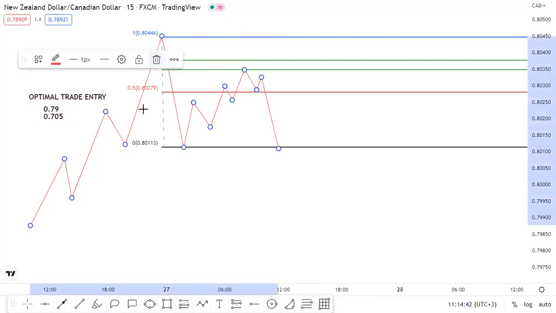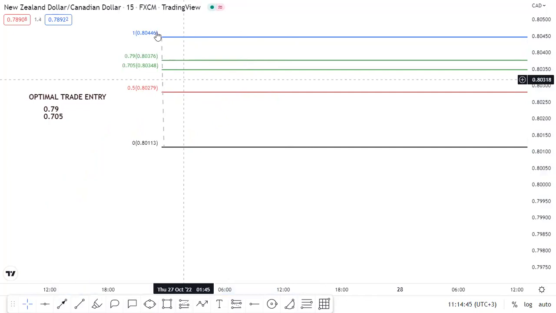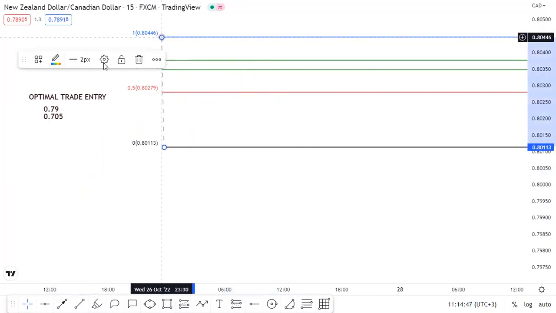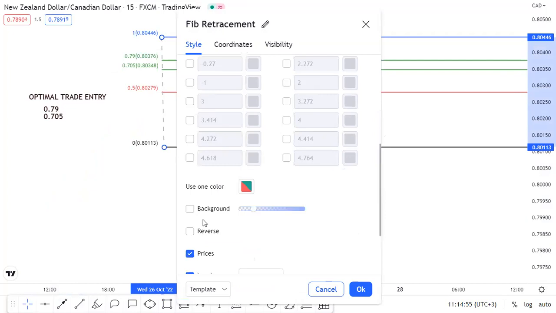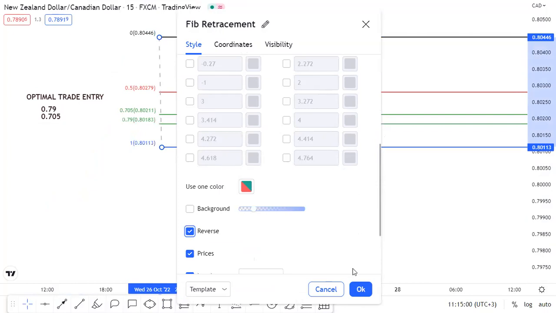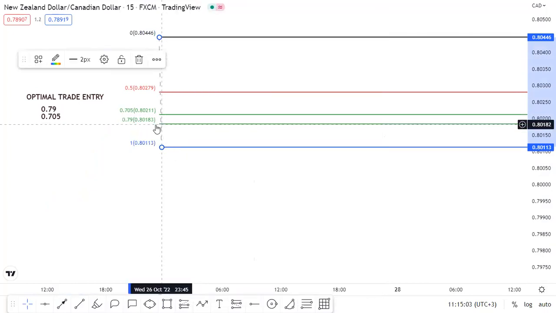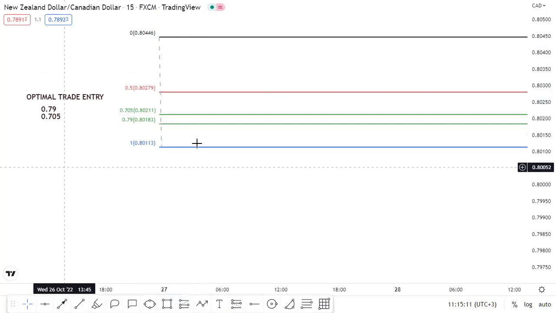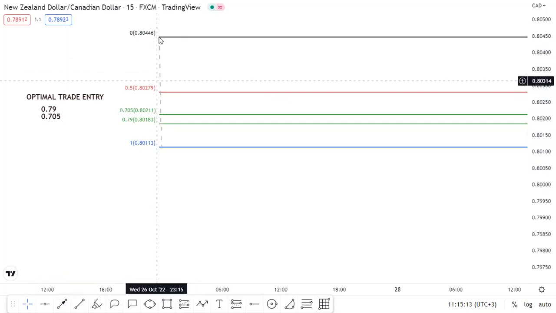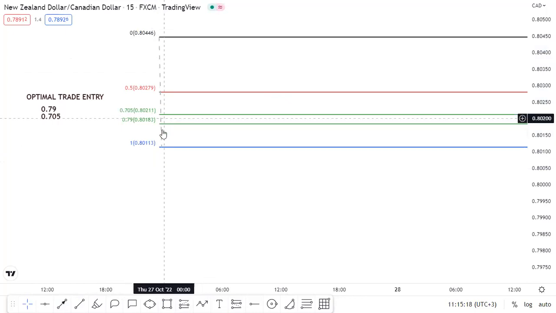That's how you can use these points as your very important points to buy or to sell. If you are expecting to buy, you just reverse this. Just go to settings here and click reverse. You can see now our points are down here. So here you can draw your premium point and your discount point at the same time, and you can have your optimal trading entries.